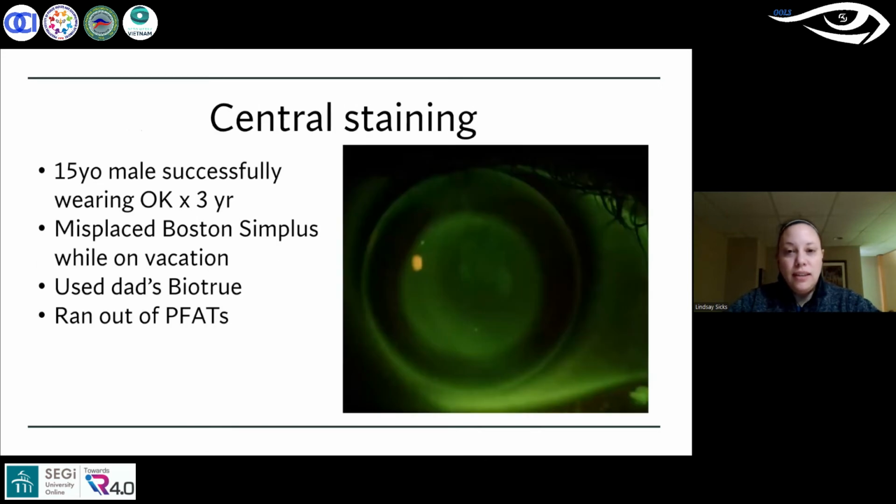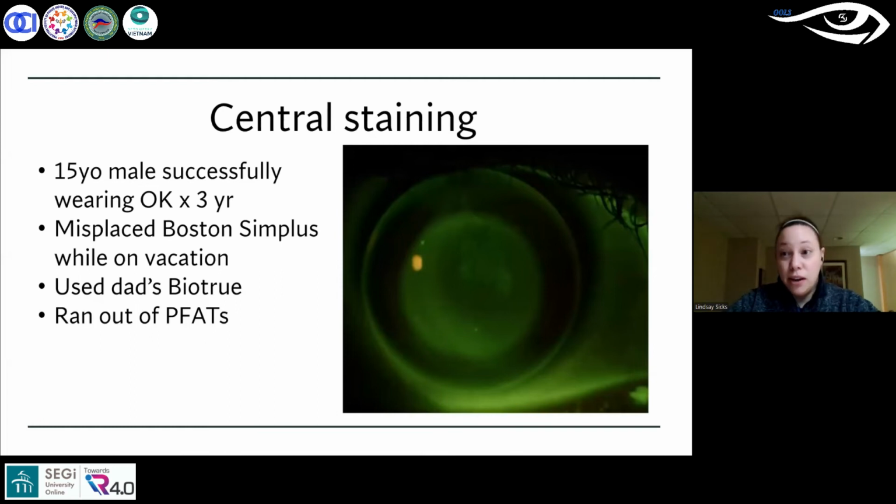So here's just a little case of a patient I saw that had central staining. And up front, we asked the solution questions and were able to determine that this was a patient who had been successful in Ortho-K for 3 years, had seen us every year, but the couple weeks prior to coming to the office for their annual visit, they had run out of their Boston Simplus multi-purpose solution because they were on vacation in Mexico and they couldn't get any more of that.